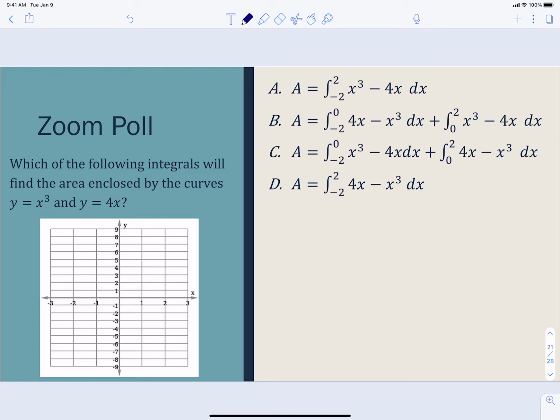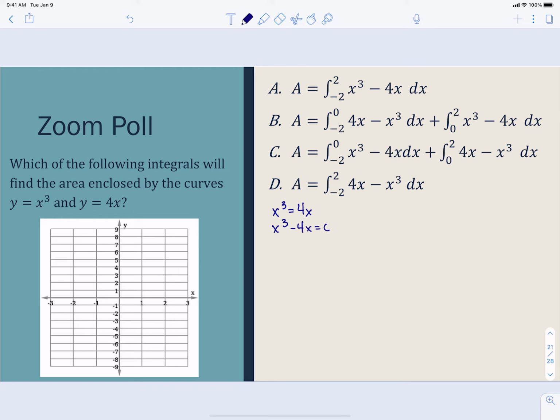All right, the next question is which of the following integrals will find the area enclosed by these two curves? Again, I'll give you a moment if you would like to hit pause and try this out on your own. All right, so again, the first thing that we need to figure out is where these two functions intersect and what's going on here. So we're going to take these two and set them equal to each other.